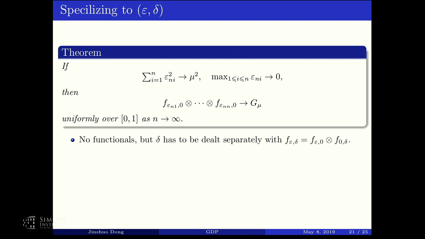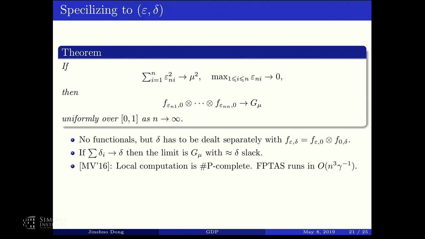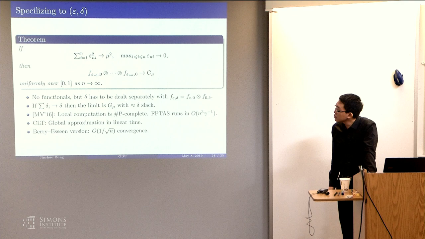So just like the random variable central limit theorem, we can use this central limit theorem to approximate things. This paper says this is almost the easiest kind of composition you can think of, but even local computation is sharp-P complete. And they provide an FPTAS that runs in this much time. And our approximation is global, and it is really the minimal time. It should add up things. And the variation version tells you that.